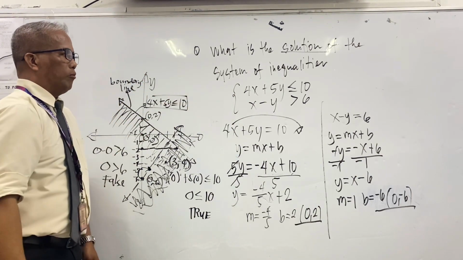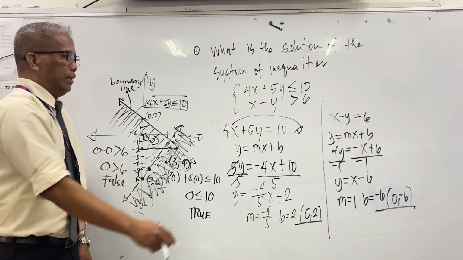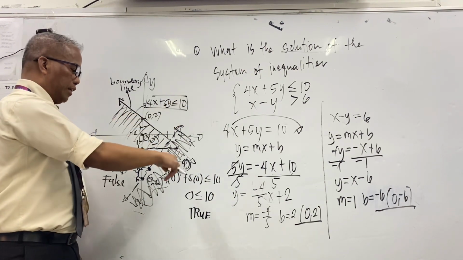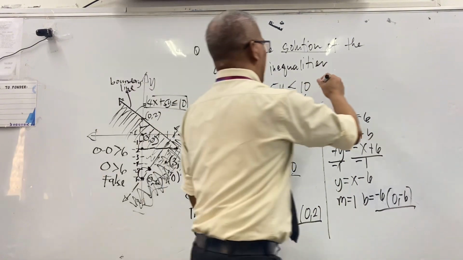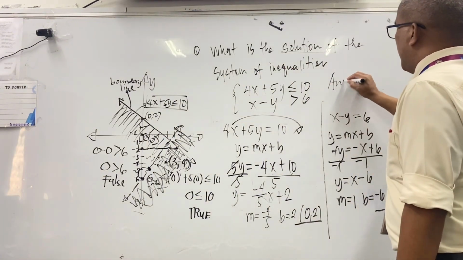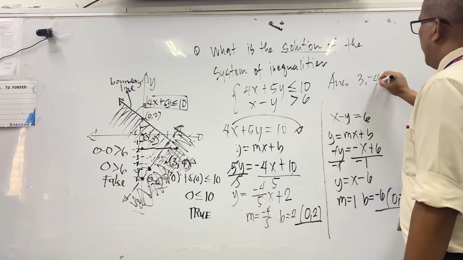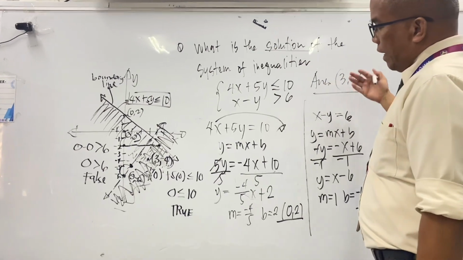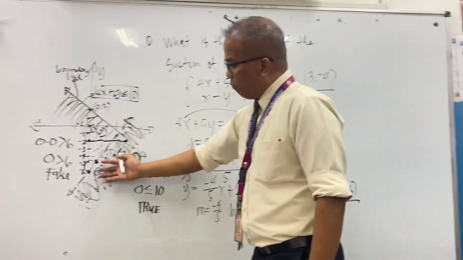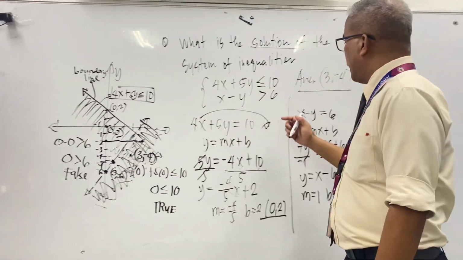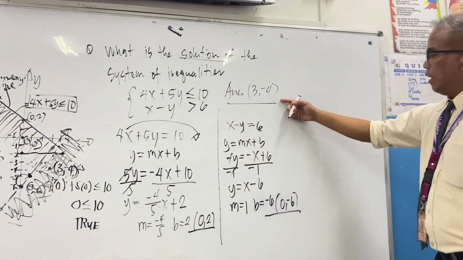For x plus 5y less than or equal to 10, x minus y greater than 6. Let's try (3, negative 4) as the answer here. But aside from this, there are a lot of possible answers, not only (3, negative 4). But let us check (3, negative 4).